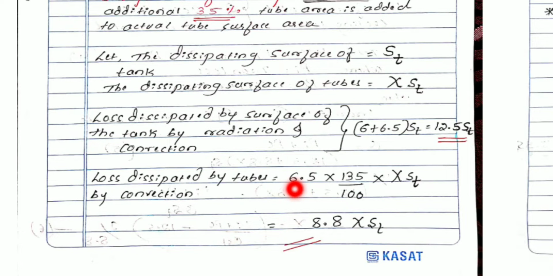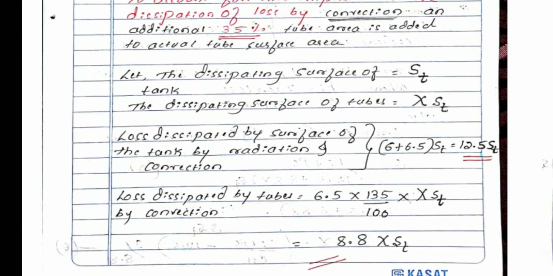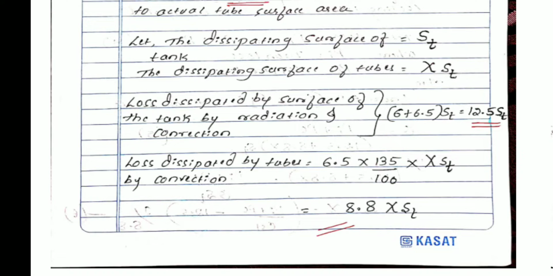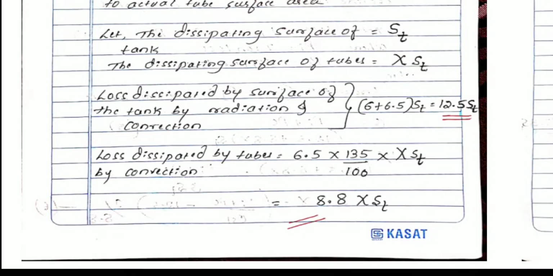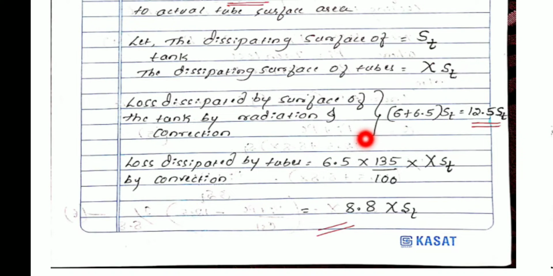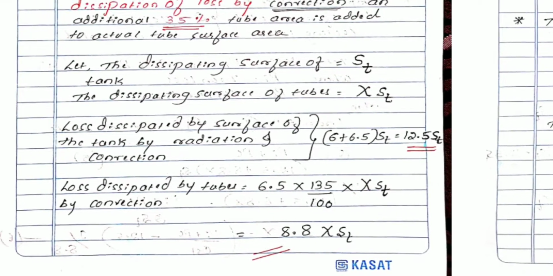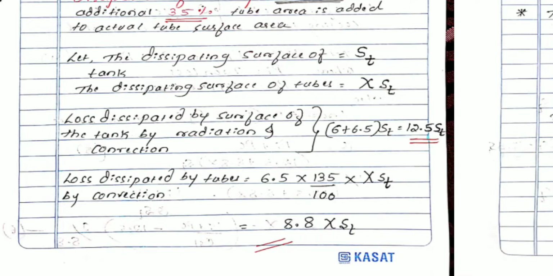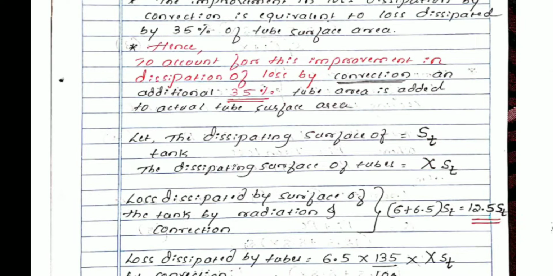Next, in order to improve the total dissipating area through the convection process, an additional 35% is going to be added to the actual tube surface area. That is the reason I have taken 35% more here, nothing but 135, where 100% is the actual tube surface area. In order to improve the heat dissipating surface by the convection process, an additional 35% is added to the actual tube surface area. That is the reason 135 divided by 100, into what have I written? XST. I have taken XST here. This is the loss dissipated by the tubes, and the dissipating surface of the tubes is XST. That is the reason for what I have written here.